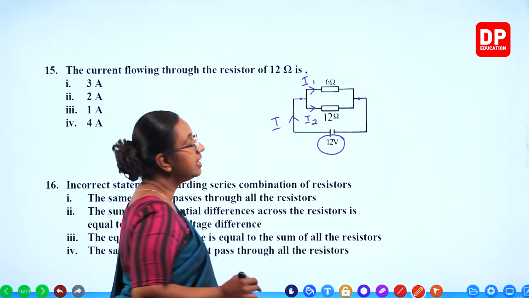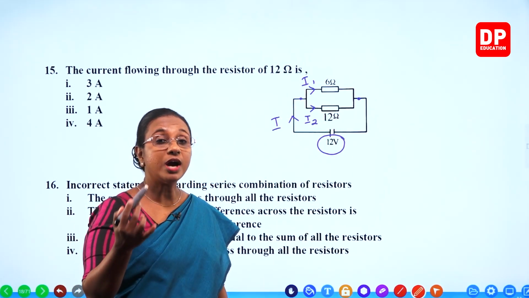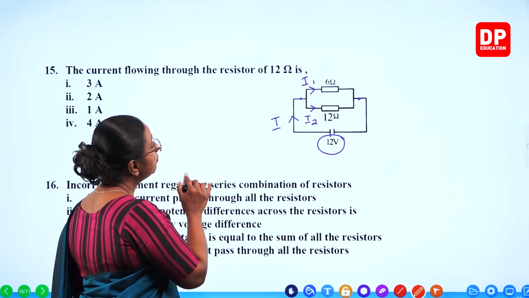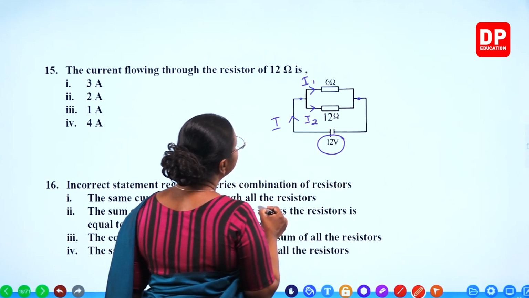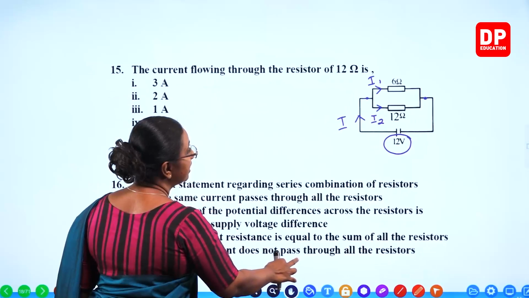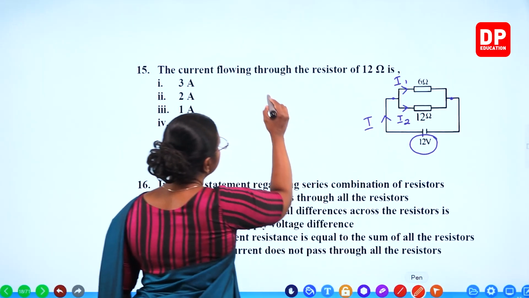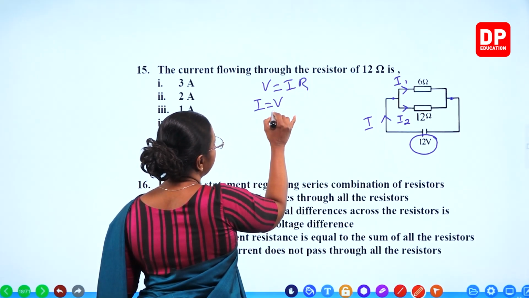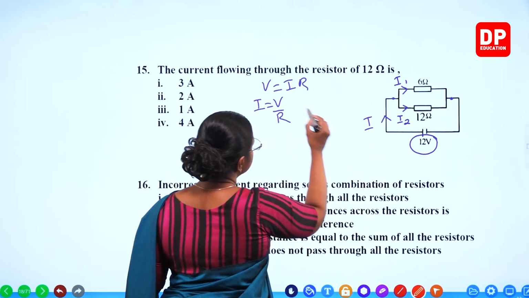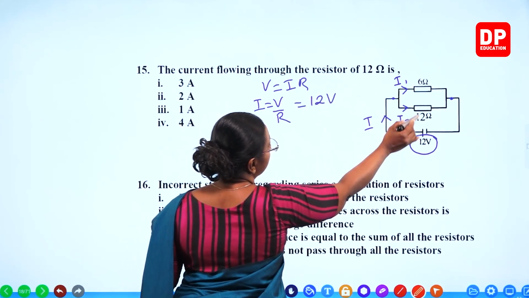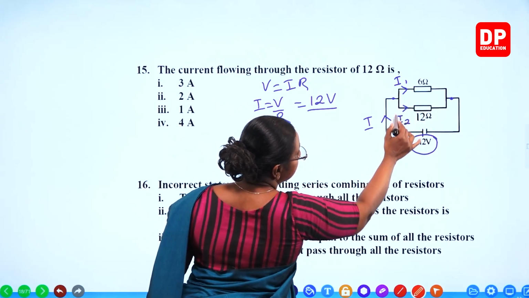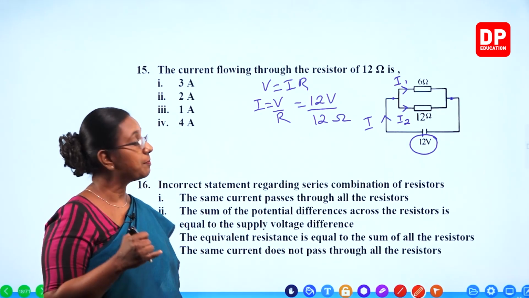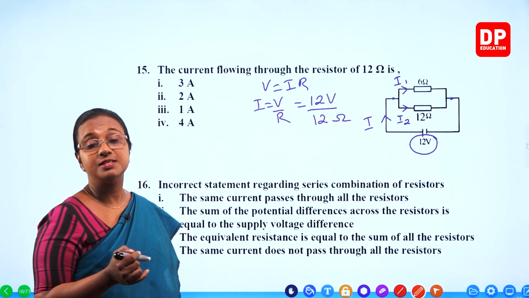Current will be divided according to the resistors. More current through less resistor, less current through more resistor. So we need to find the current flowing through the 12 ohm resistor. Then we can directly use the equation V equals IR. I is equal to V over R. Here the potential difference is the same, 12 volt for both the resistors. Then the resistance is 12 ohms. So directly we can apply Ohm's law for that particular resistor only.